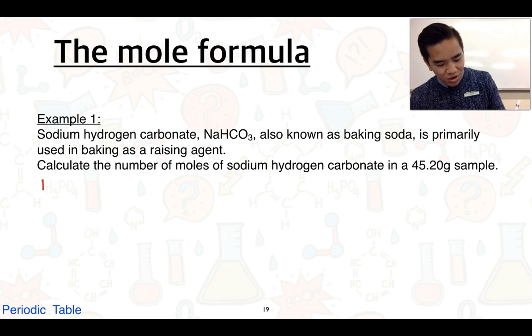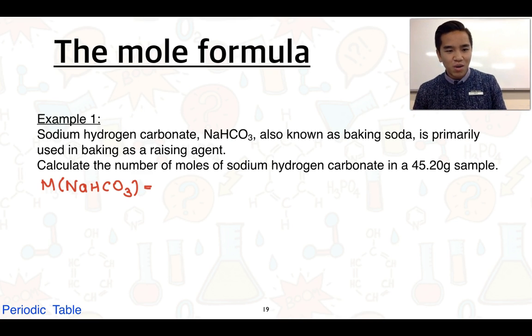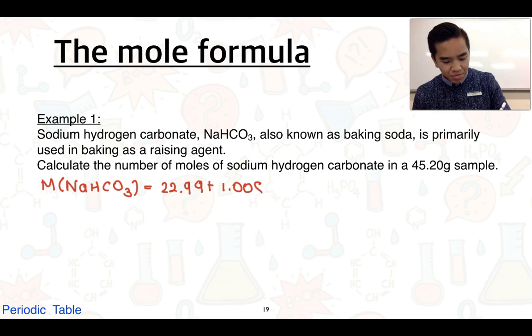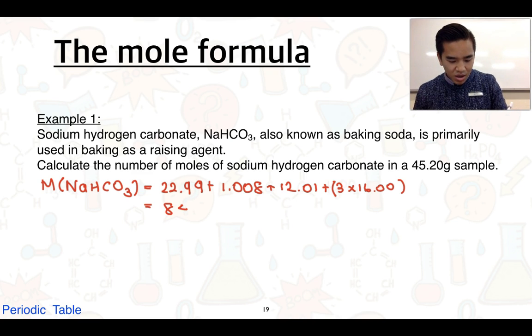Let's do that first. So the molar mass is equal to, and we've already learnt how we can do this, the mass of sodium, 22.99, plus the mass of hydrogen. These numbers you can get from your periodic table. Plus 1 carbon, and finally 3 oxygens. If we work this out, we end up getting 84.008 grams per mole.